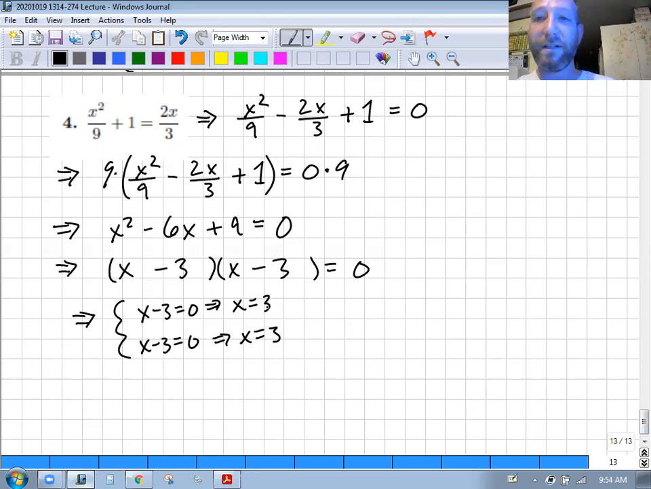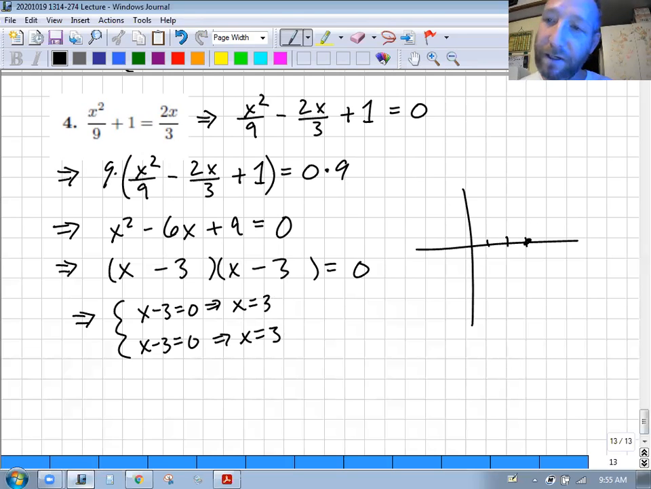So what we see here is this equation has one solution, x equals 3, but it has what we call a multiplicity of 2. It's the same solution twice. All right. So what this guy would look like if we graphed it would be over here at 3. That's where it just touches it. Okay, so there's one x-intercept at x equals 3. All right, but it's just touching it. All right.